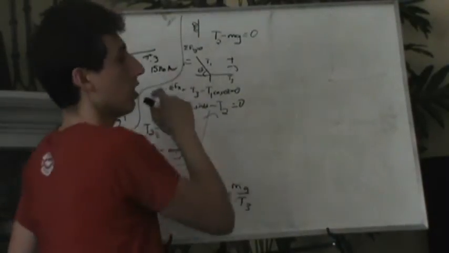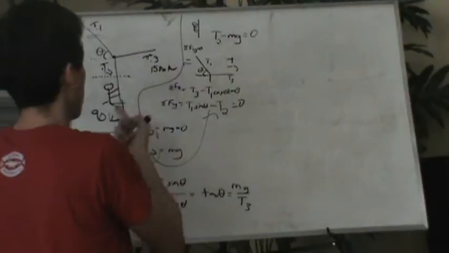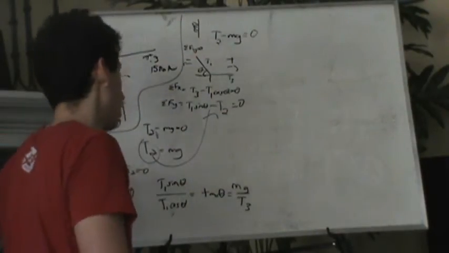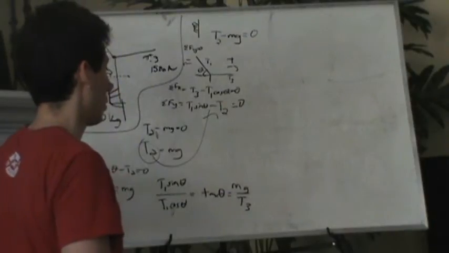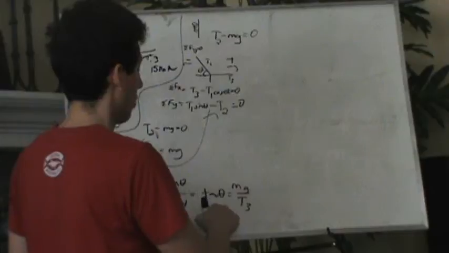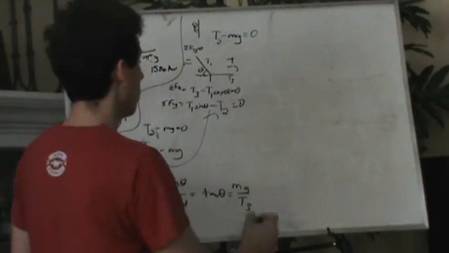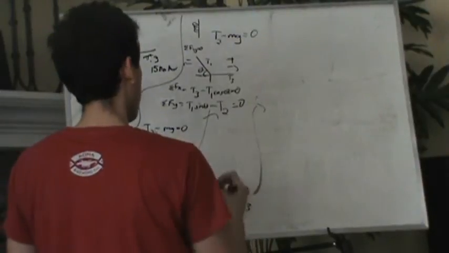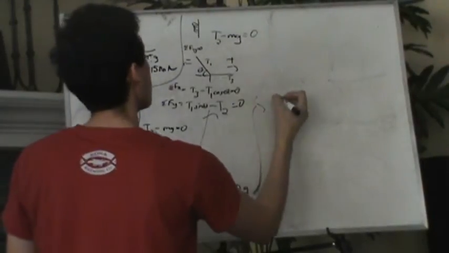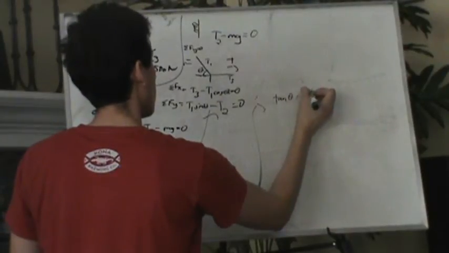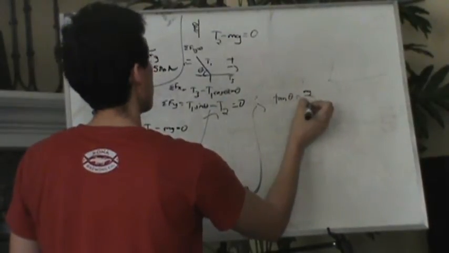You have T3, which was this. Mass is just the given, and then gravity is just 9.81 meters per second squared. But then you wonder, okay, how do I find theta? What do I do with this tangent? So all you do is, well, it's kind of weird. Let me just rewrite it really quick. This is mg. Sorry, I know it's kind of small.